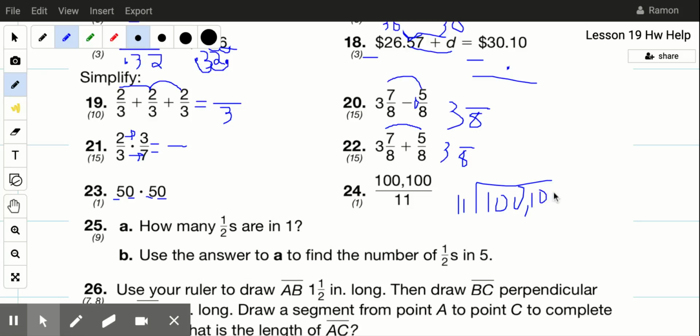25, how many 1/2s are in 1? So we take one block, for example, and we see that we have a half here, and we also have a half there. So how many total halves do you have in one whole piece? Now use the answer to A to find the number of halves in 5. Well, the halves stay the same, but you go from 1 to 5, which is a matter of multiplying. So whatever you have for your answer for A, which is how many halves are in 1, you can have the same answer for B as long as you multiply by 5. If I were to make 5 of these boxes, count the number of halves that you would have total for them.